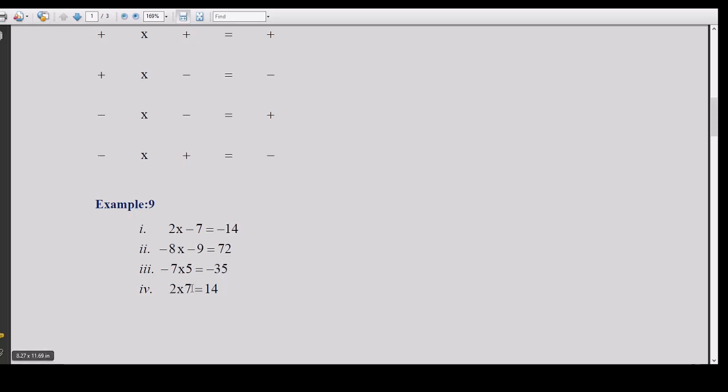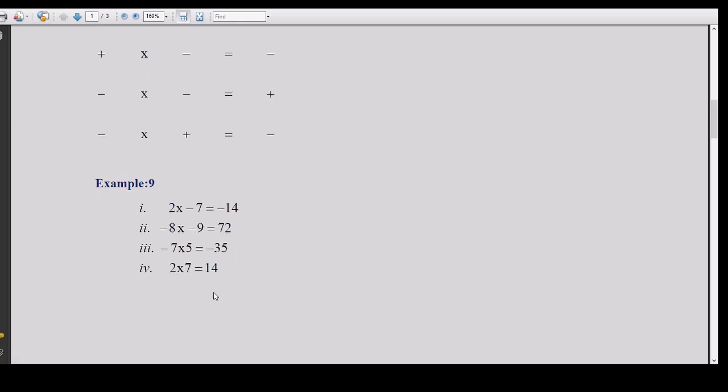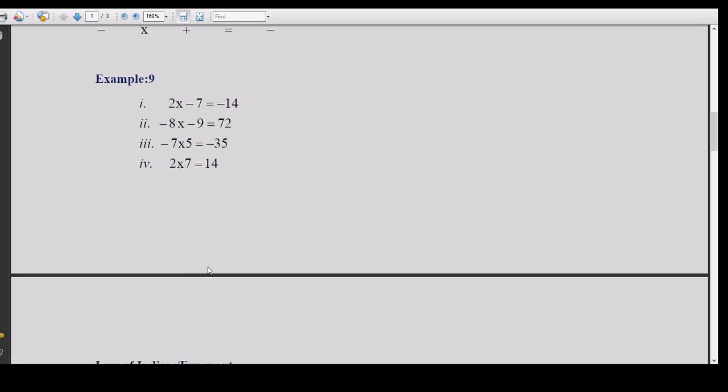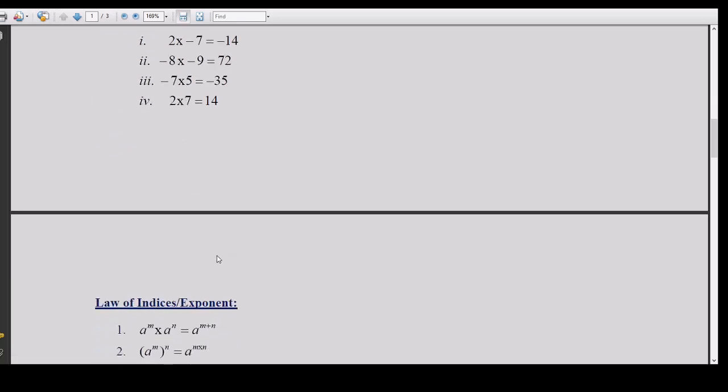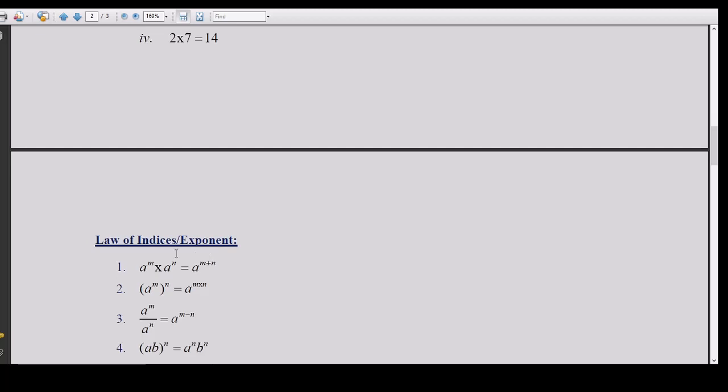And if both of them are plus, then the product will be plus itself. 2 multiplied by 7 is equal to 14. Okay. Next we'll discuss the laws of exponents, or sometimes we call them the laws of indices.